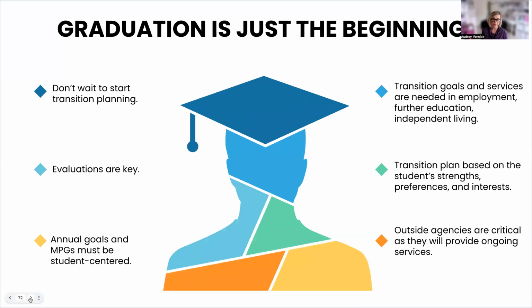Graduation is just the beginning. Please don't wait to start planning. Evaluations are key. Those annual goals and the measurable post-secondary goals have to be student-centered. It's better if they're student-driven. The more buy-in, the better. There need to be goals and services in employment, further education, and independent living always, in my opinion. That plan needs to be based on the student's strengths, preferences, and interests. The outside agencies are critical because they're going to provide those ongoing services.